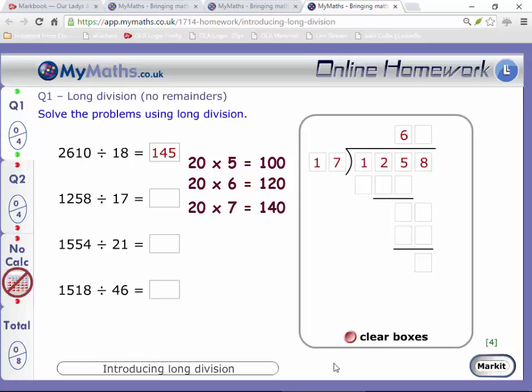So I'm going to try the 6 to see if it works. 6 sevens are 42. Carry the 4. 6 ones are 6 plus 4 is 10. Now provided when I take these two numbers away from one another, I've got less than 17, I should be okay. So 2 from 5 gives me 3. 0 from 2 gives me 2. Oh, I can't put a 2 down because my number's too big. So 6 isn't quite right. So I'll have to take that number out.